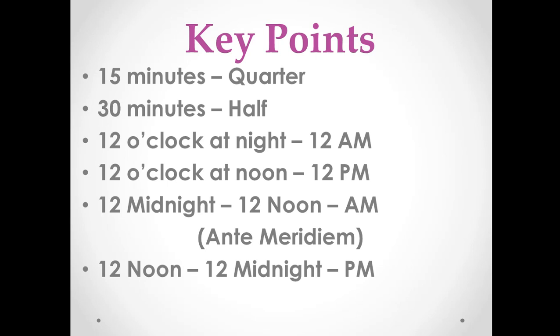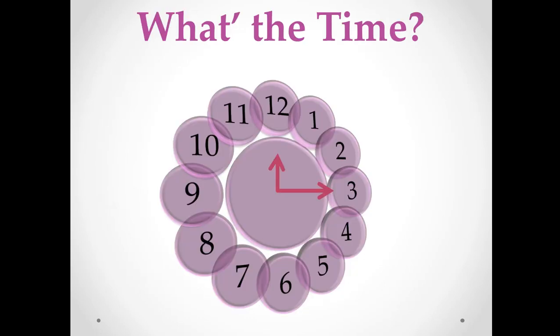Next is 12 noon to 12 midnight. 12 noon से 12 midnight तक PM होता है. And what it means, post meridiem. 12 noon to 12 midnight is PM and it means post meridiem. Now, how we will tell the time?